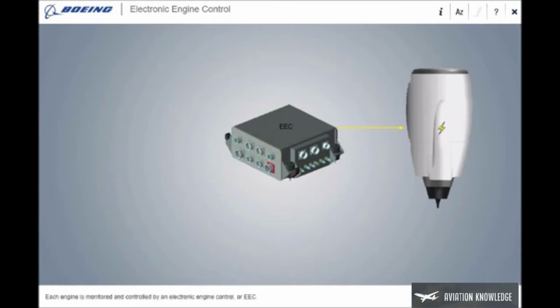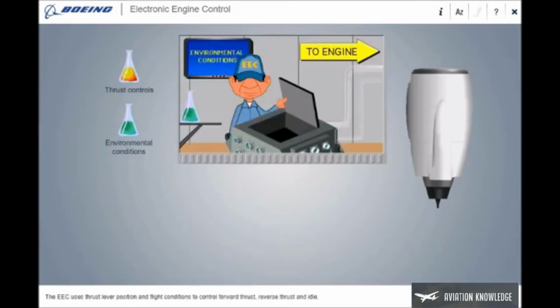Each engine is monitored and controlled by an electronic engine control, or EEC. The EEC uses thrust lever position and flight conditions to control forward thrust, reverse thrust, and idle.